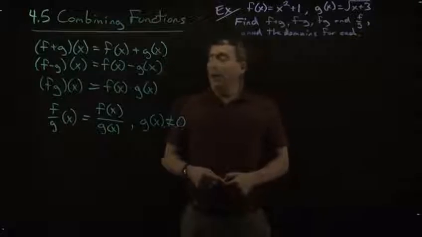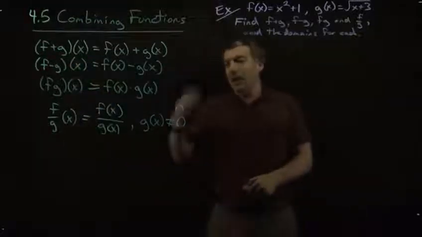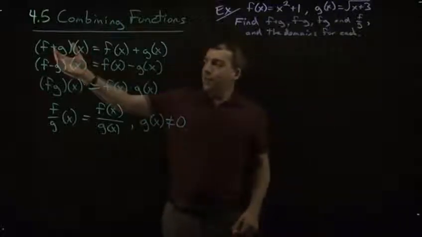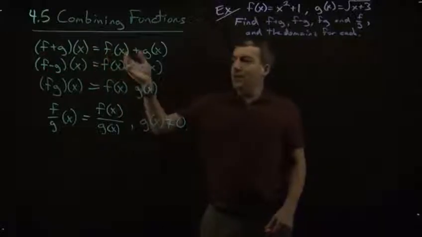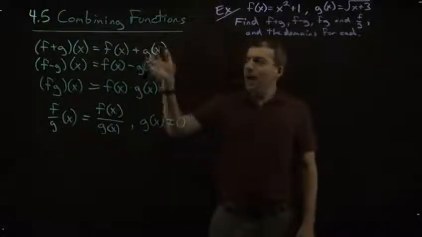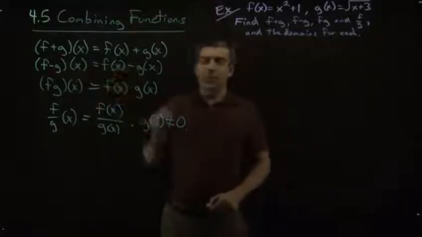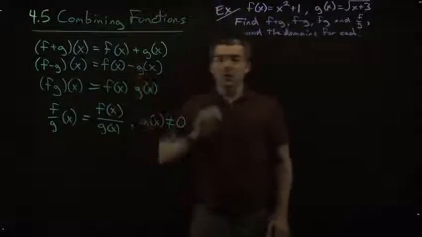So for example, we can add functions, subtract them, multiply them, and divide them. And here's how we do that. It's a very natural way of doing that. So if we add two functions f and g at some x, that means take f, evaluate it at x, and add g, evaluate it at x. Subtraction works the same way. (f minus g)(x), we have f(x) minus g(x).